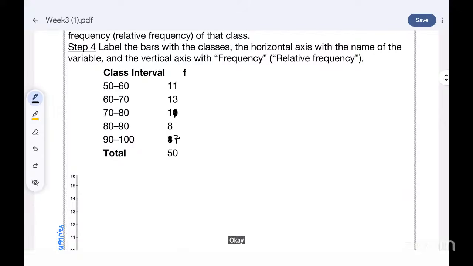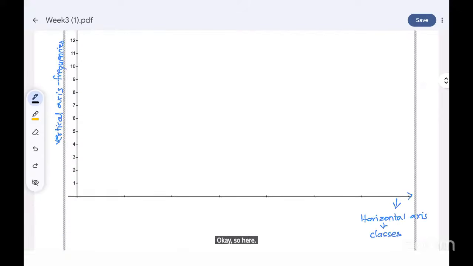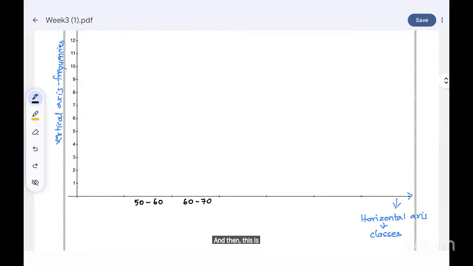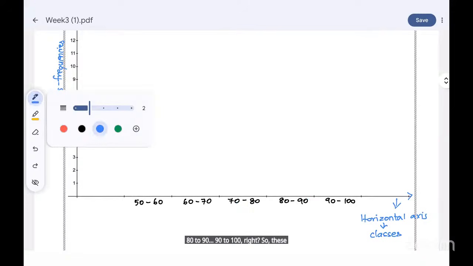Okay, so here are the 5 classes. First let's mark them down. The first class is 50 to 60, right? So this class is 50 to 60. And then this is 60 to 70. And then 70 to 80, 80 to 90, 90 to 100, right? So these are the 5 classes if you remember.